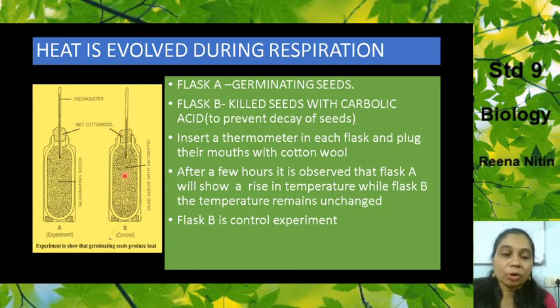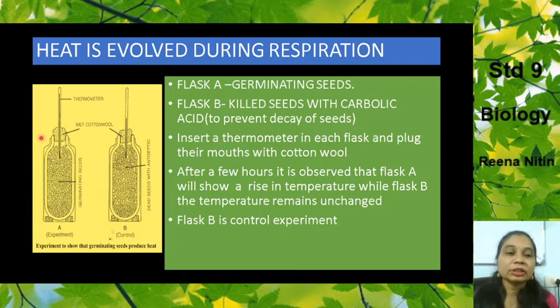Okay, like carbolic acid, so as to prevent the decay of the seeds. Otherwise, there will be bacterial growth and the bacteria will respire and interfere with your experiment. So that is why you are putting the carbolic acid. That is also a question that could be asked. Flask A, germinating seeds. Flask B, killed seeds with carbolic acid so as to prevent the decay of seeds.